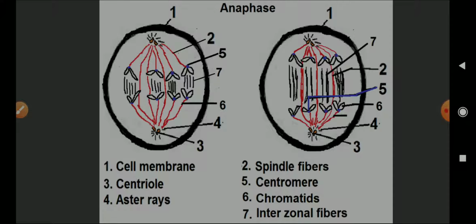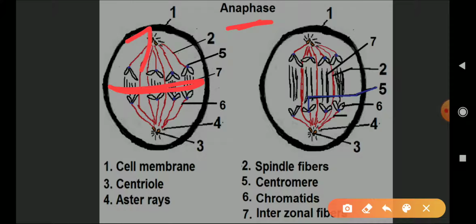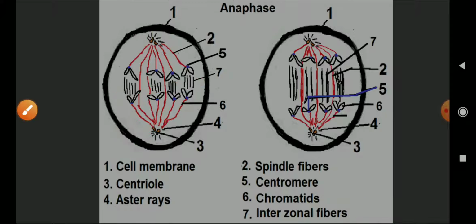So here in the metaphase, chromosomes were at the equatorial region. In anaphase, they separate. This is moving this side, this is moving this side. That means due to the contraction of the spindle fibers, the chromatid splits and moves towards the opposite direction. You can see that the chromatids have split and they are moving towards opposite directions.